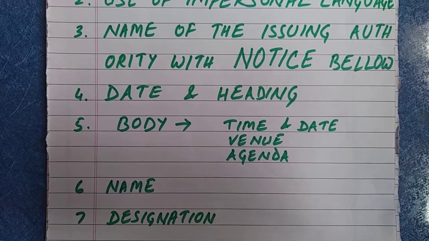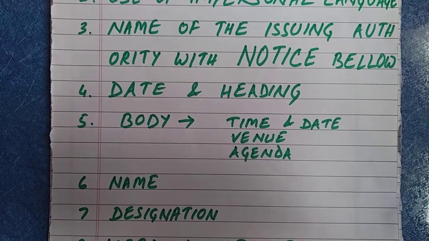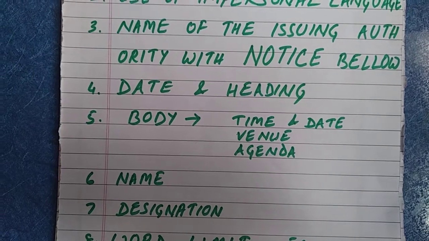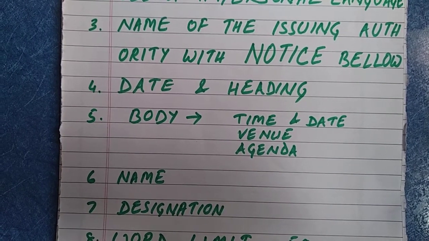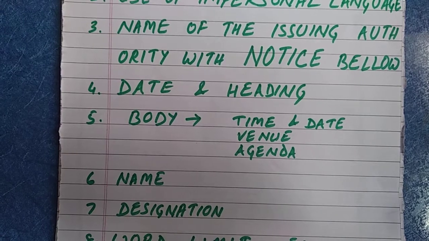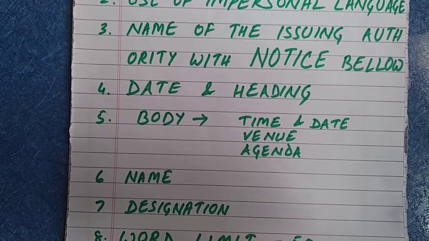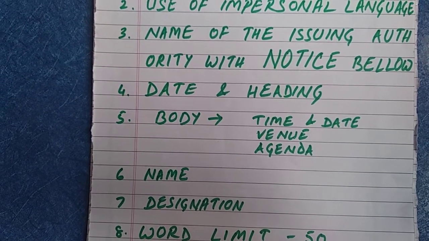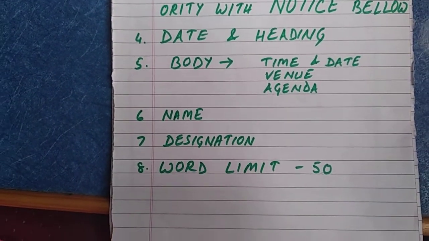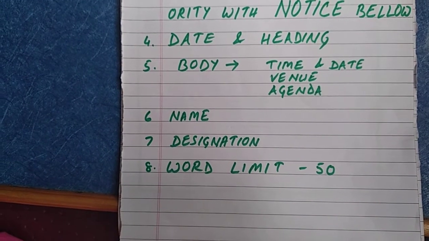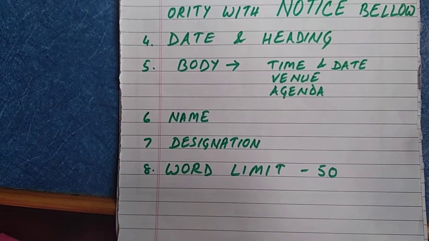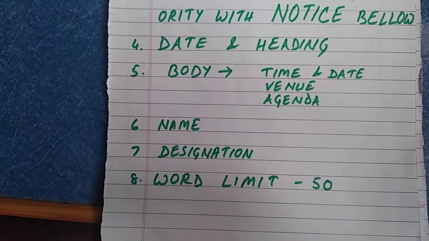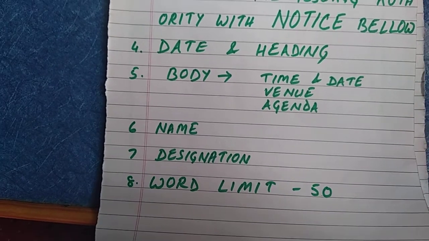Then comes the body. When you write the body, please keep in mind to mention the time, date, venue, that means the place where a certain thing is going to take place, and agenda, what it is all about. This information will be provided by the question paper. Then you have to write your name and designation, who you are, what you are, and please don't forget to write the notice within 50 words. You should keep the word limit.